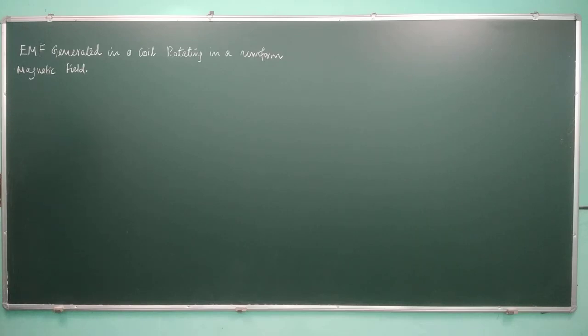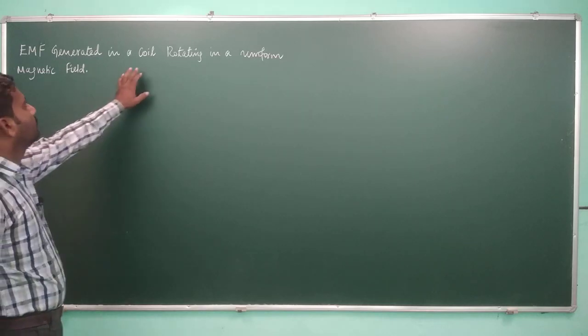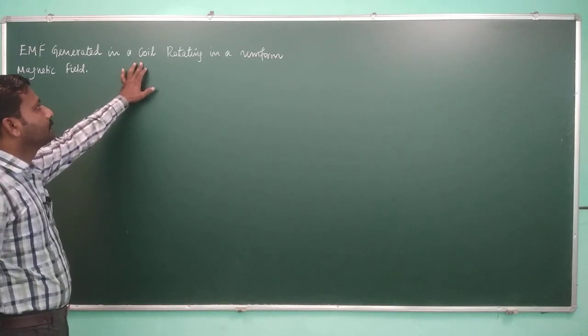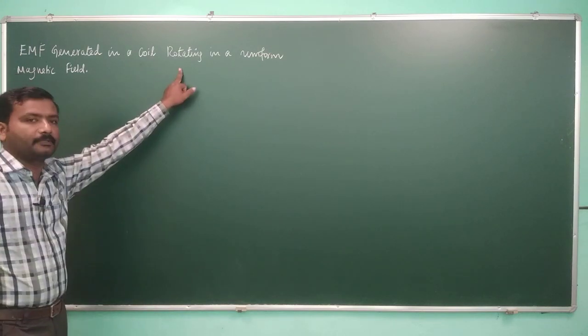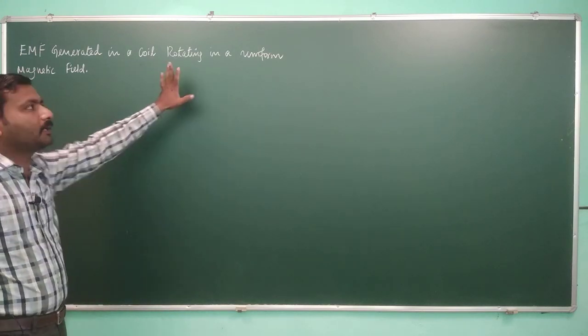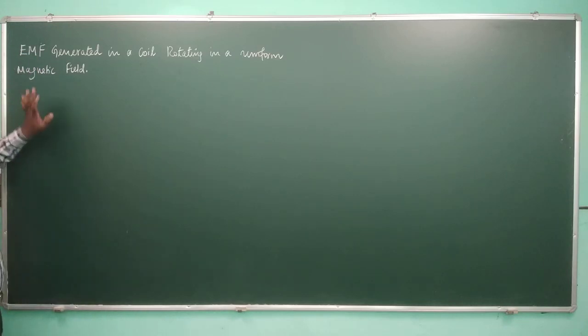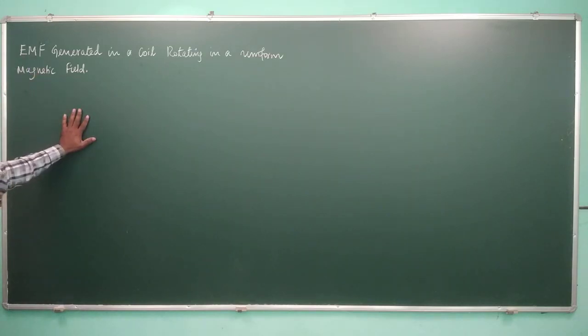what is the situation? We are going to place a coil in a uniform magnetic field, and this coil is made to rotate. What happens? The title says there would be some EMF, electromotive force, generated. Now we are going to calculate what that is, which means we are going to deduce a simple expression for EMF.